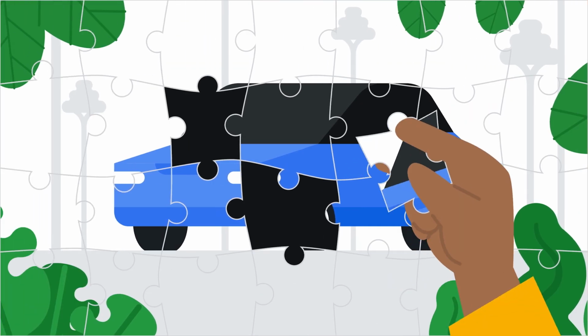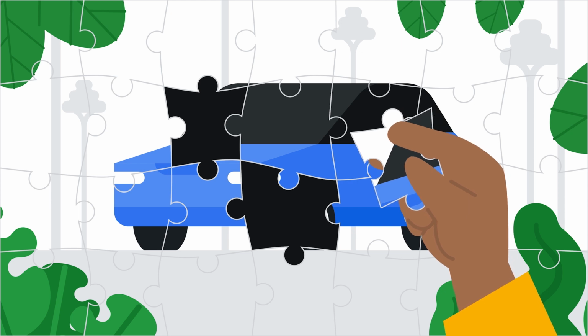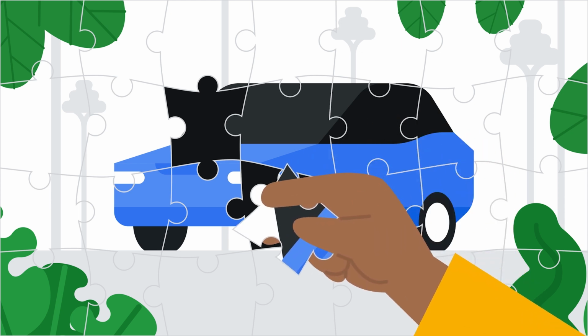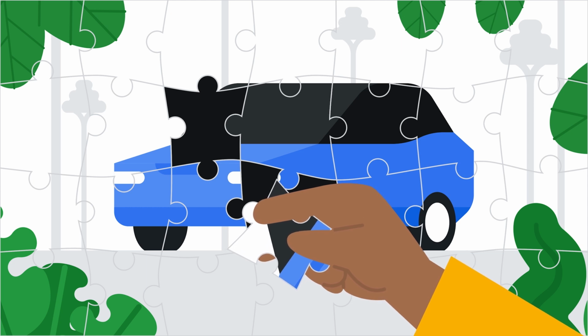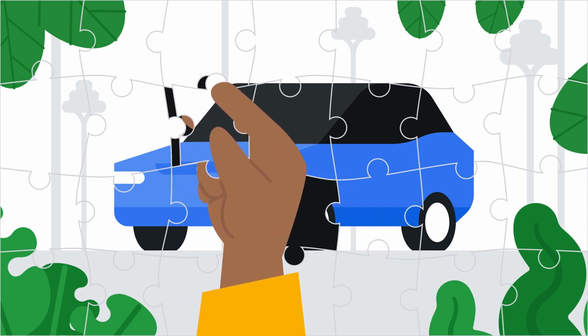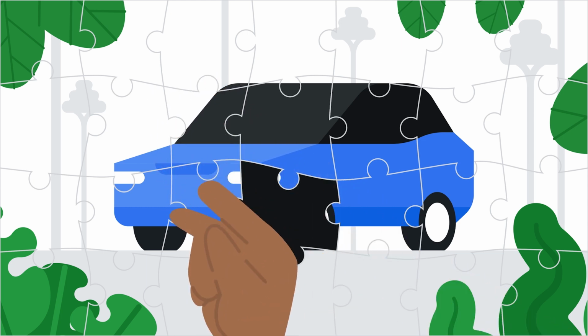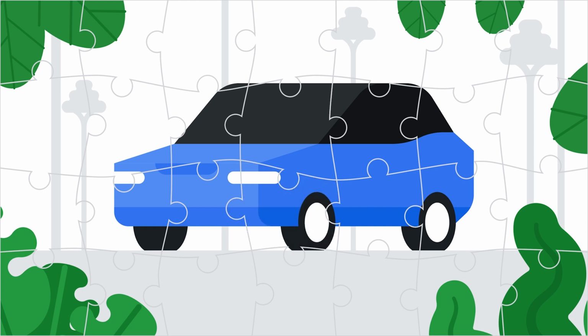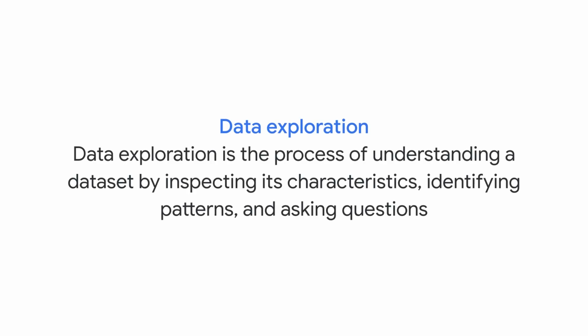Putting together a huge puzzle can be challenging. You start with a bunch of pieces, and it's not immediately clear how they all fit together. So you examine each piece, looking for patterns to see how they fit together. But the more you examine the characteristics of each piece, the way to solve the puzzle becomes clear. Data exploration is a lot like putting together a data puzzle. Data exploration is the process of understanding a dataset by inspecting its characteristics, identifying patterns, and asking questions.